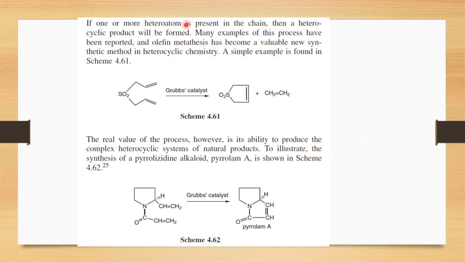If one or more heteroatoms are present in the chain, and the heterocyclic compound is the thing that you are actually looking at, these two will react together to form an ethylene. And the real value of this process is its ability to produce complex heterocyclic systems, which otherwise is not very much possible. So this is an alkaloid being formed. Pyrrolam A is an alkaloid which utilizes Grubbs' catalyst to create a very difficult compound to synthesize otherwise.